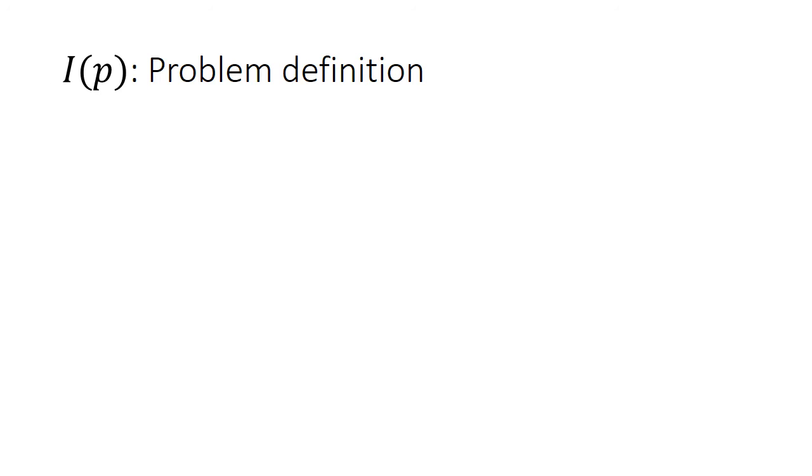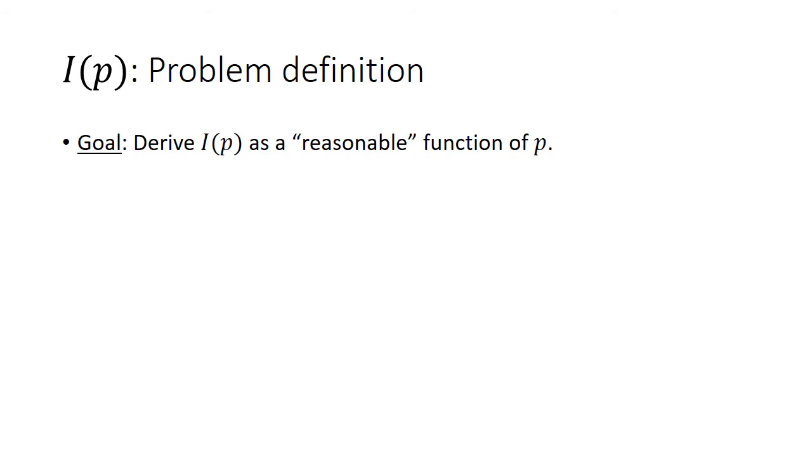Okay, so the problem statement: the goal is to derive information as a reasonable function of P, the probability. Note that I've already replaced X with P. So in the previous slide, information was a function of X. Now I'm claiming that information is a function of P, the probability of X, which means the other attributes of the event X are completely out of the picture. So now we have to derive information as a reasonable function of P.